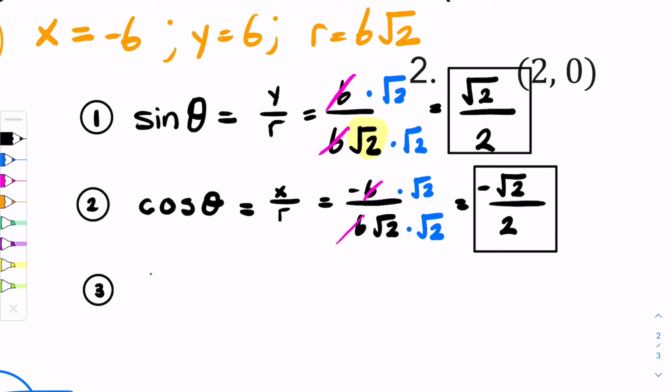The third trig value is tangent. Tangent is found by y over x. That would be 6 over negative 6. 6 divided by negative 6 simplifies to negative 1.